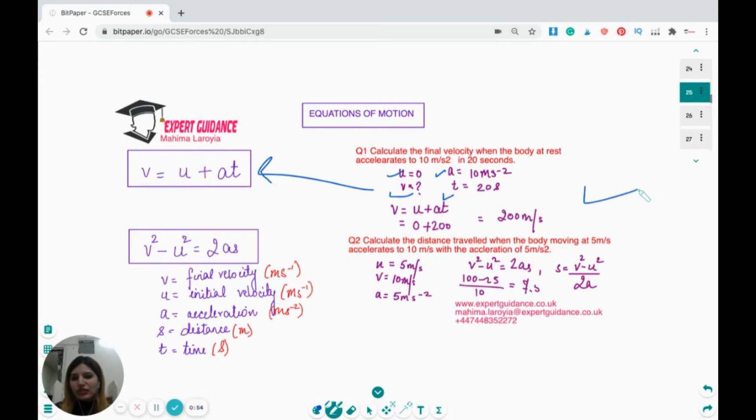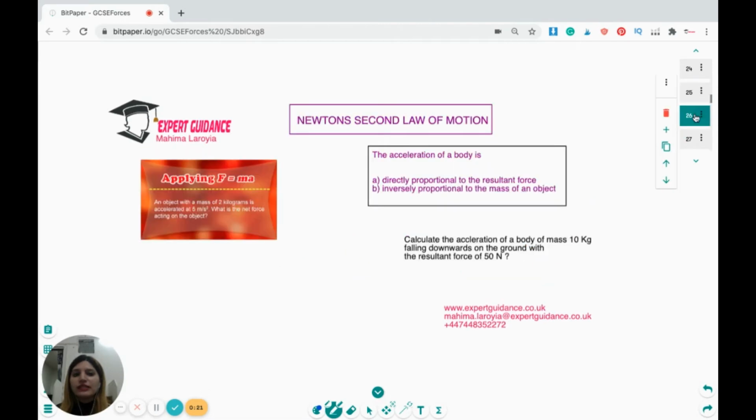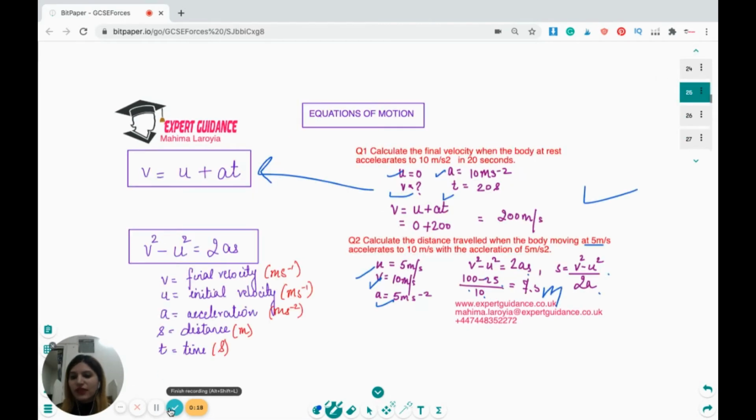For the second question, they have given you u, that is the body starts at 5 meters per second. The final velocity is 10, acceleration is 5 meters per second squared, and you have to calculate the distance. So we can use the equation v squared minus u squared equals 2as. If you rearrange this, distance is v squared minus u squared over 2a. So that is 100 minus 25 over 10, which gives us a distance of 7.5 meters. So in the exam, they can give you different values and ask you to work out the unknown. So make sure you remember both of these equations of motion. This is very, very important.